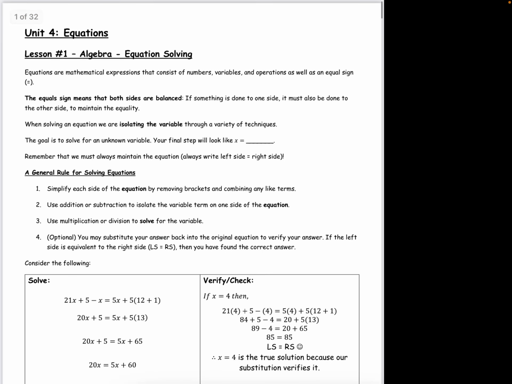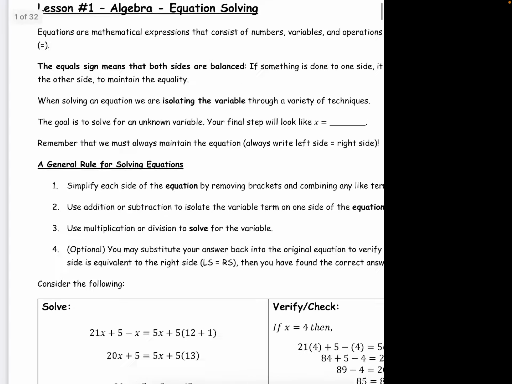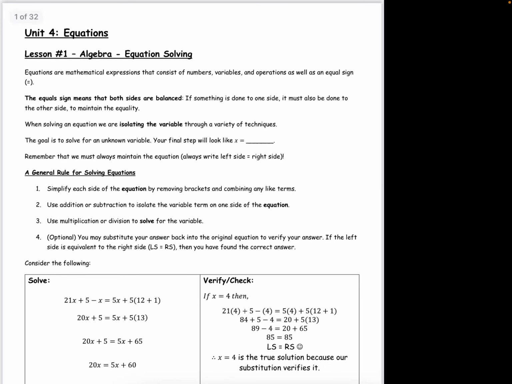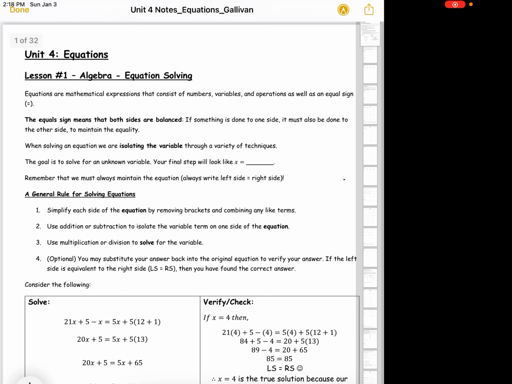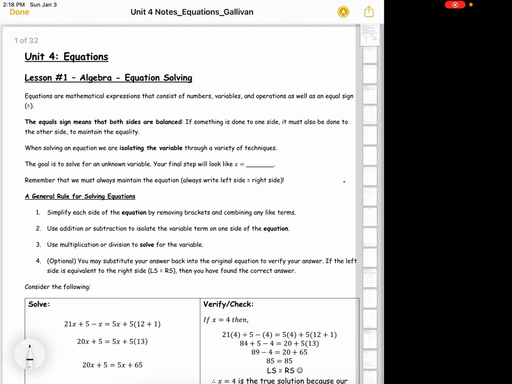Okay, so here we're doing Unit 4, Equations, Lesson 1, Algebra, Equation Solving. Now, equations are mathematical expressions that consist of numbers, variables, and operations, as well as an equal sign. The equal sign means that both sides are balanced. So we're thinking that what you have on one side equals the other elements on the other side.